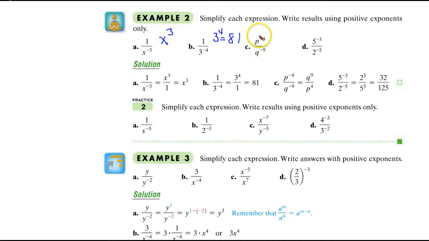Now, for something like this, just switch them around. It becomes q to the 9th, p to the 4th. And the same thing here. This becomes 2 to the 5th, and this becomes 5 to the 3rd. 2 to the 5th is 32. 5 to the 3rd is 125.